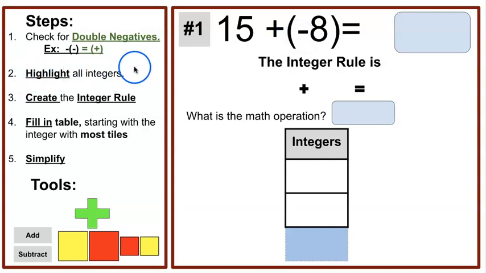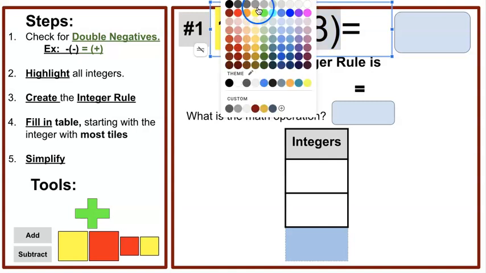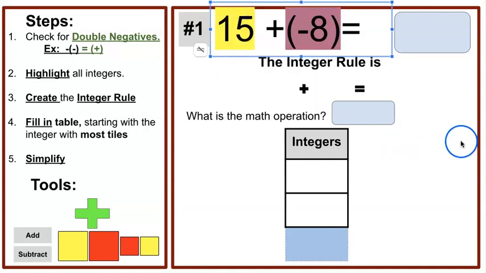Highlight all integers. So we're going to do that right now. Positive 15 is going to be yellow. Going to go here, and then we have negative 8, and that's going to be in red, okay? Because it's a negative number, and there we go.